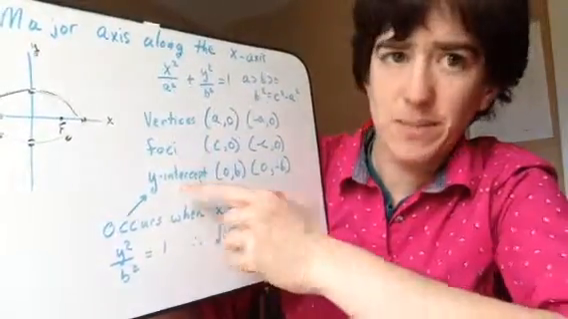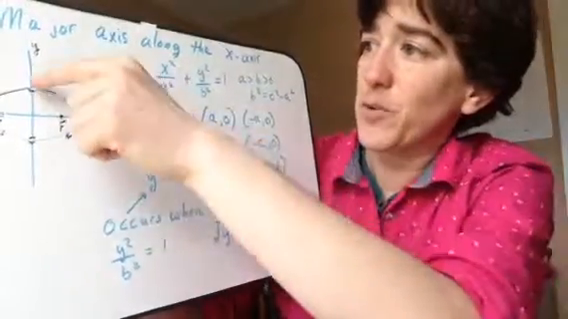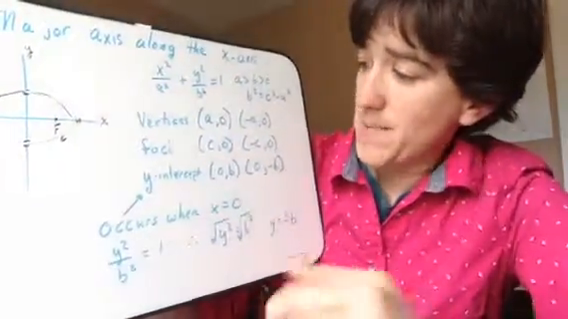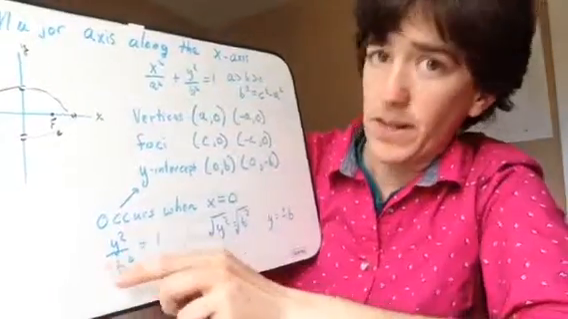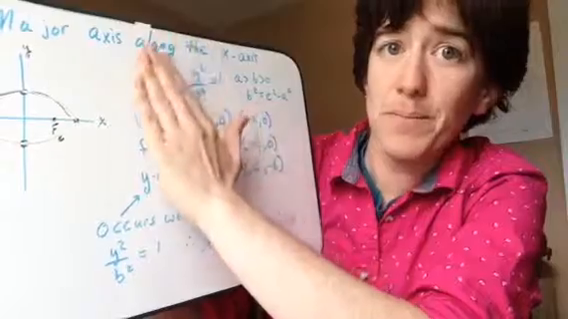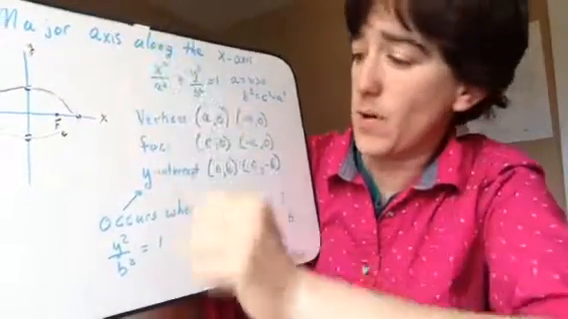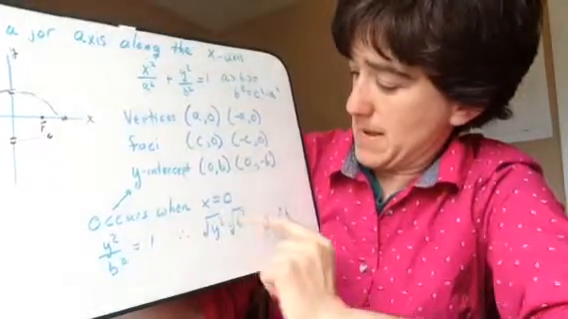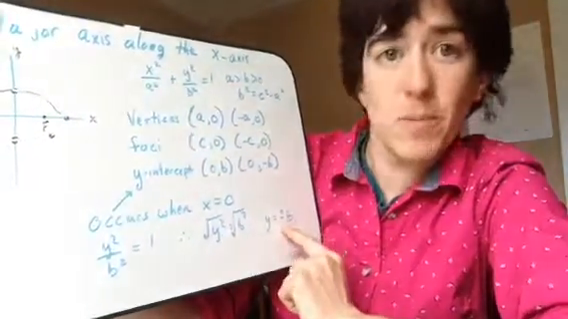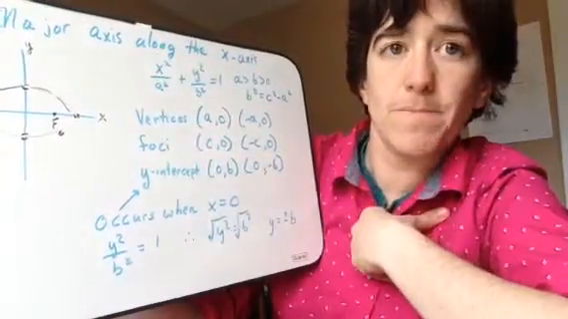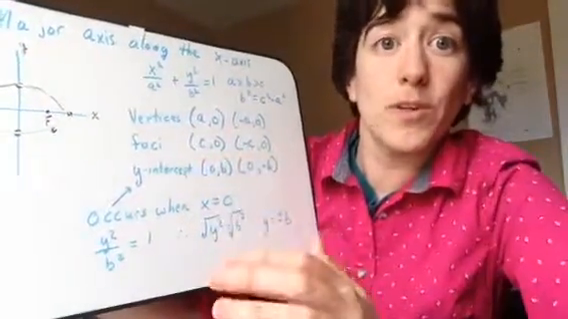My y-intercept, the key here, if I want to know this y-intercept, I cause x to be 0. When I make x 0, from my equation up here, this term has gone away. Bye-bye. It's gone because it's 0. Then I have y squared over b squared equals 1. And therefore, y is equal to plus or minus b. Those are my points, and that's going to always be the case.